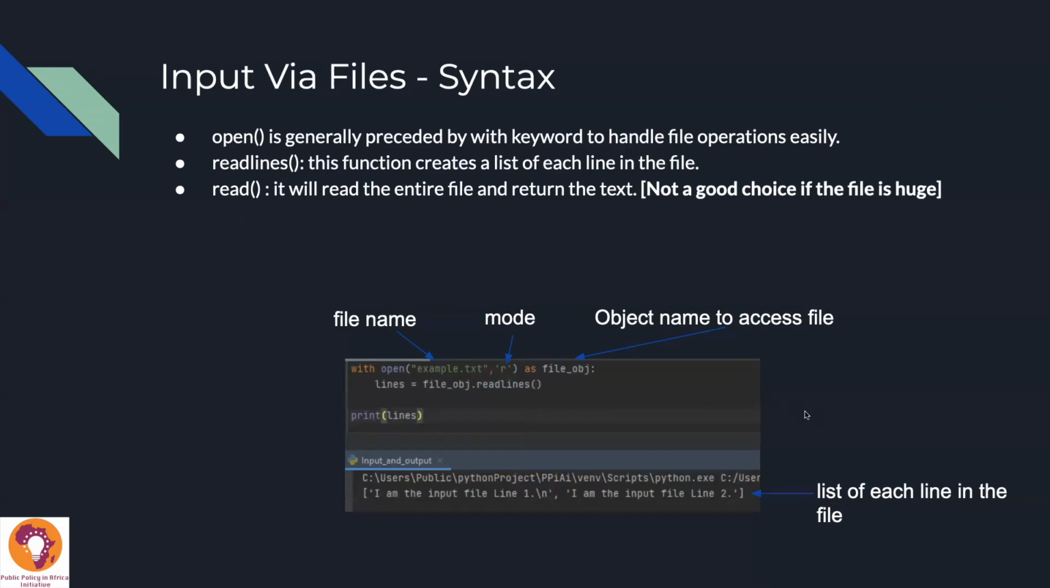Great question. Make sure that the mode you're using is the one that you're trying to use. If you're trying to write or append to your file, use the W or A modes respectively. If you're just trying to read from the file like we're doing here, where we're doing readlines, then the R mode is exactly what you want to do.